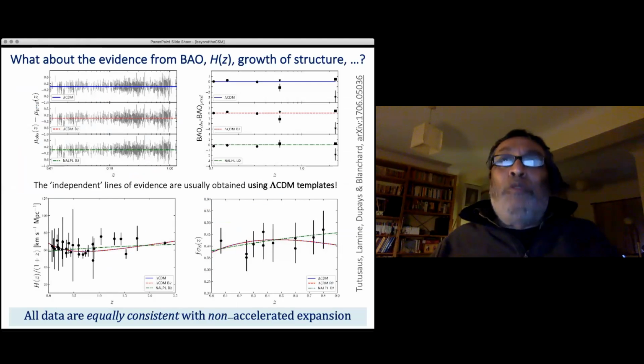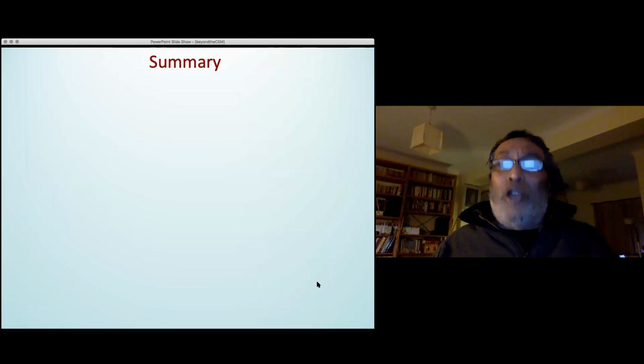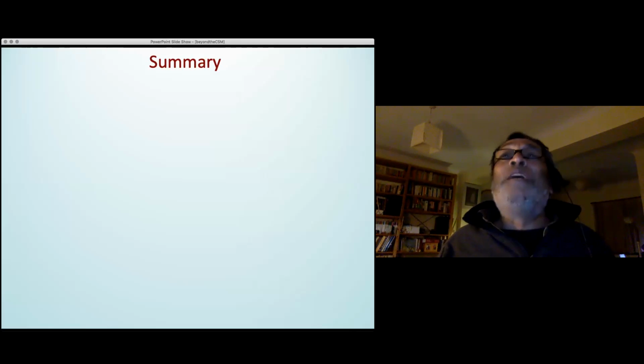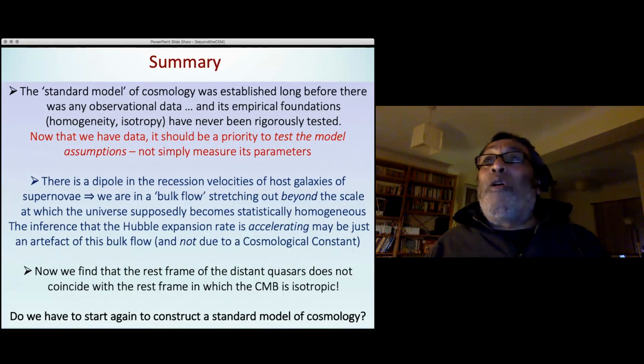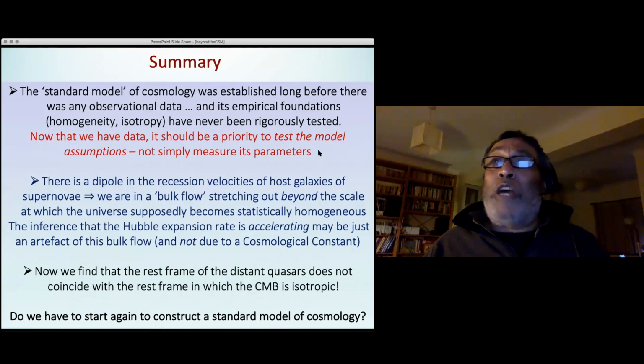So let me come to the conclusions. There are many other arguments for the cosmological constant, which I'll skip over, but I'll take questions on that. So the summary is that the standard model of cosmology was actually established 100 years ago.